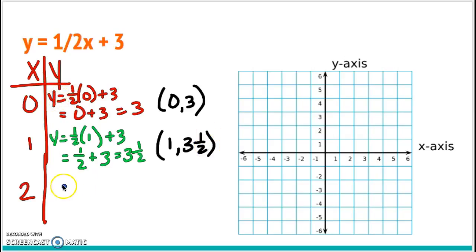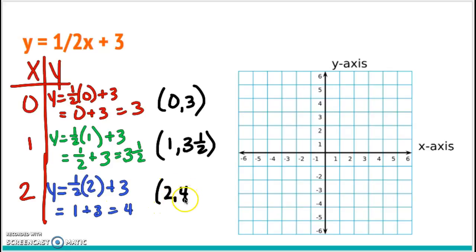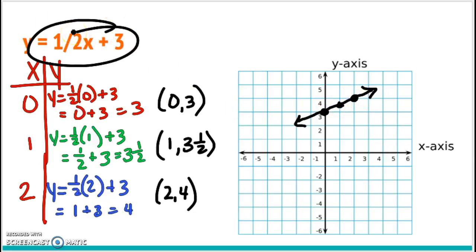And then lastly, when I plug in 2, y equals 1/2 times 2 plus 3. So half of 2 is 1, plus 3 is 4. And my ordered pair for that would be 2, 4. So as I plot these, I have 0, 3, so I'm going to go over 0 and up 3. Over 1, up 3.5 is going to be right here between 3 and 4. And then over 2, up 4. And then connect those with a line and put arrows on both ends. And there's your line that goes with that equation.